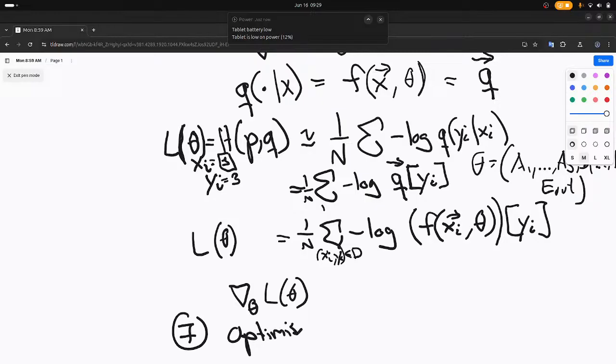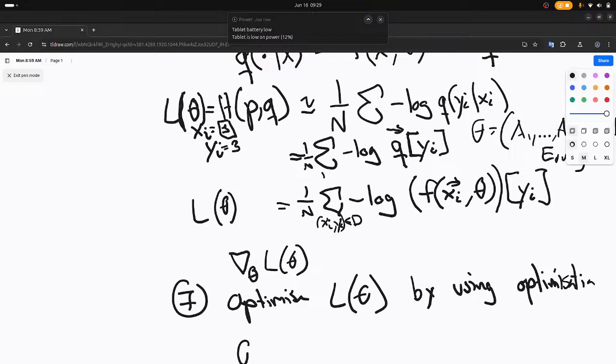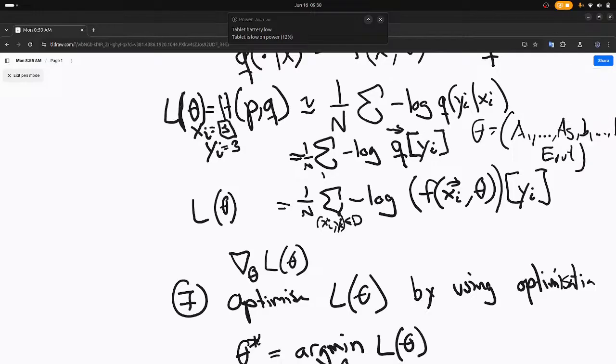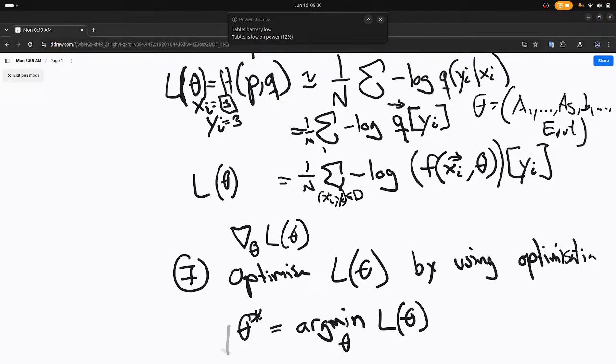Optimize the loss by using an optimization. So ideally we want to find the best thing that kind of minimizes the loss. The one that is closest. Ideally we would get as little surprise as possible. And the way we do this is then with some optimization procedure.